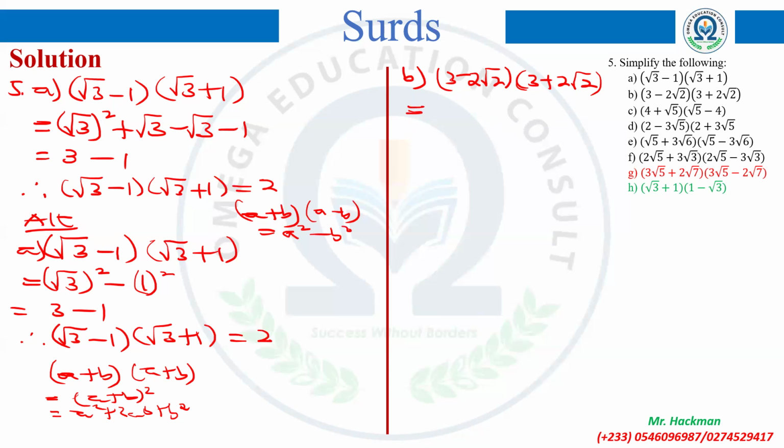So this will give me my first term 3 squared, minus my second term, which is 2 root of 2 squared. All correct?